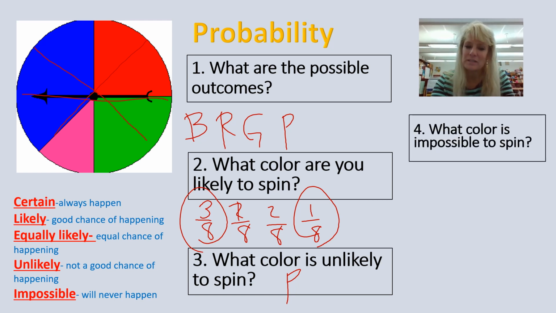What color is it impossible to spin? Well, in this case, I don't have a yellow. So I'm going to go ahead and say yellow is impossible.